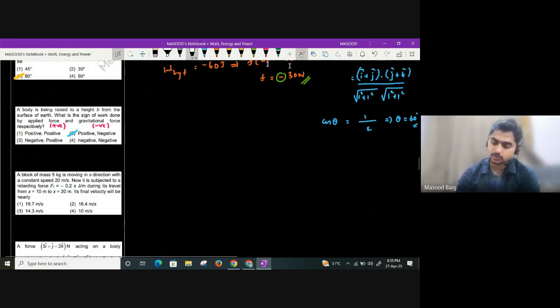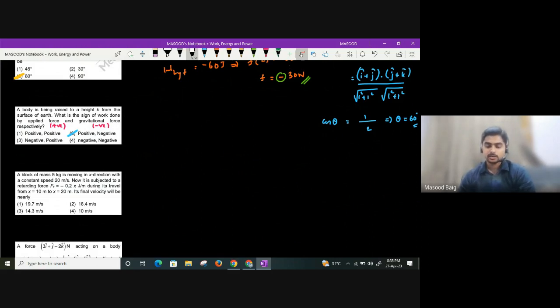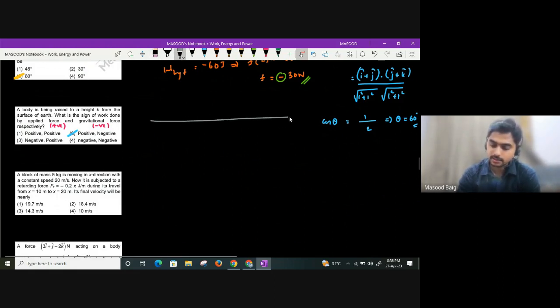What they have given in this question is a block of mass 5 kg moving in the x direction with a constant speed. Now it is subjected to a retarding force during its travel from 10 meters to 20 meters. What is its final velocity? They are saying, guys. So you see, very basic logic. Very important concept again. A similar kind of question is there in NCERT also.